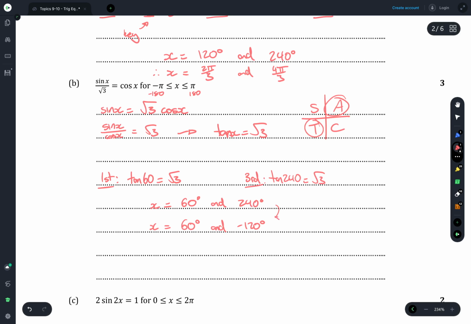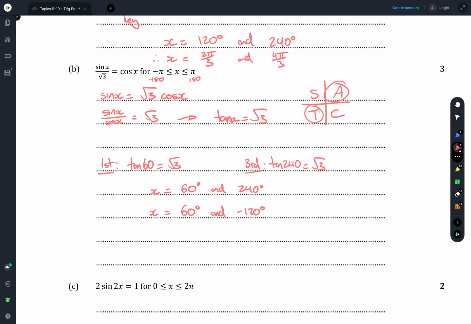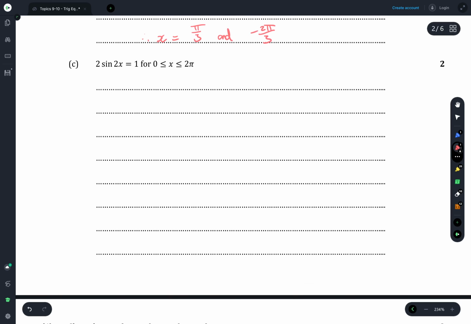So we're just noticing that 240 is outside that domain, so it's 240 minus 360, which equals negative 120, which does fit within that domain. Remember, you can add and subtract 360 just to see what else is in the domain. So there are our two solutions, but again, we need to solve in radians. So therefore, x is equal to pi over 3 and negative 2 pi over 3. And there are our two solutions.